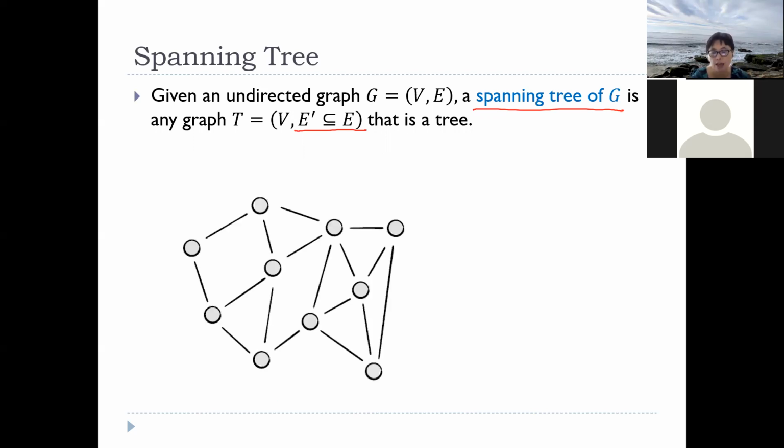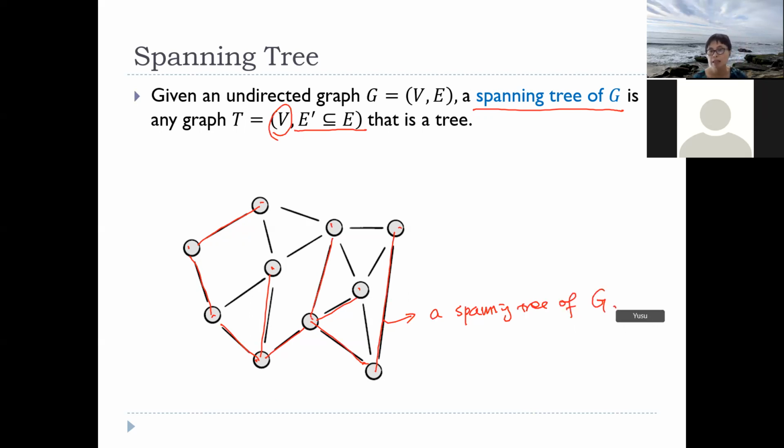Okay, so let's see. Suppose this is my graph. This one is not a tree. So what is a spanning tree? If I pick some subset, let's say I pick this one, this one, this one, this one here. Note that the red edges are a subset of edges such that I connect all the nodes. So the set of nodes together with these red edges is a tree. It connects all the nodes and there's no cycle. So this one is called a spanning tree of this graph G.